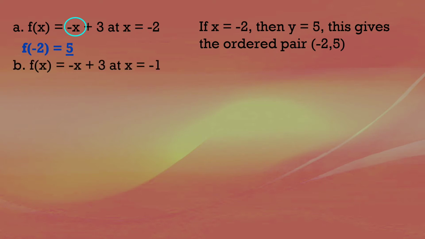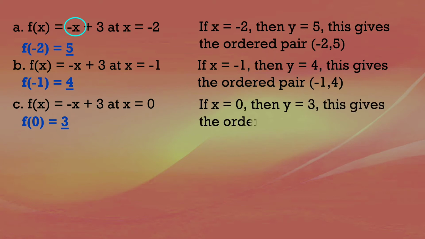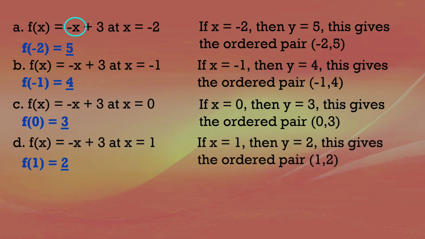Letter B, f of x equals negative x plus 3 at x equals negative 1. So, f at negative 1 is equals to 4. So, if x equals negative 1, then y equals to 4. This gives the order pair negative 1, 4. Letter C, f of x equals negative x plus 3 at x equals 0. So, f at 0 is equals to 3. So, if x equals to 0, then y equals 3. This gives the order pair 0, 3. Letter D, f of x equals negative x plus 3 at x equals 1. So, f at 1 is equals to 2. If x equals 1, then y equals 2. This gives the order pair 1, 2.